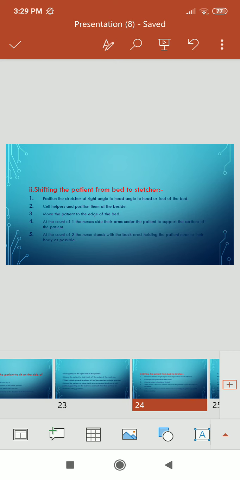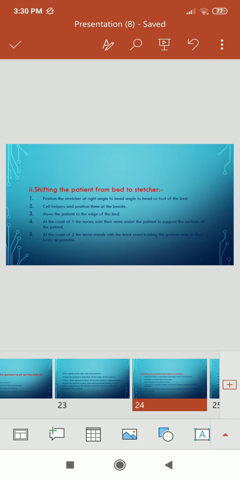Shifting the patient from bed to stretcher. Position the stretcher at a right angle to the head or foot of the bed. Call helpers and position them at the bedside. Move the patient to the edge of the bed.